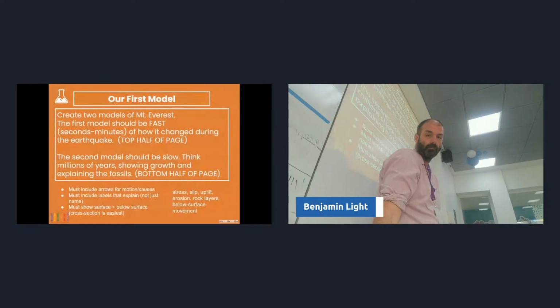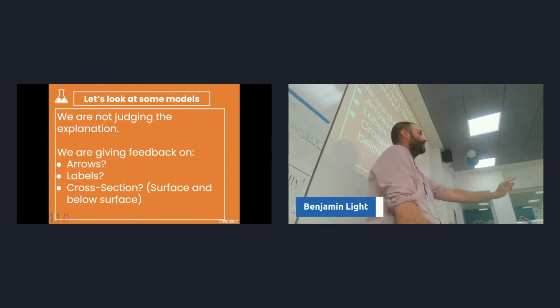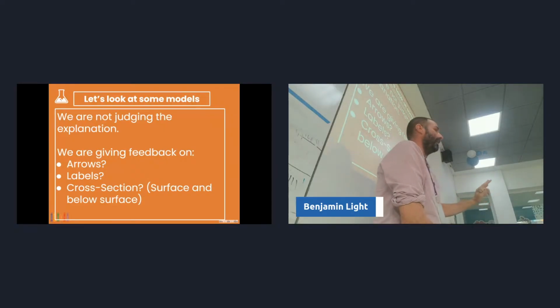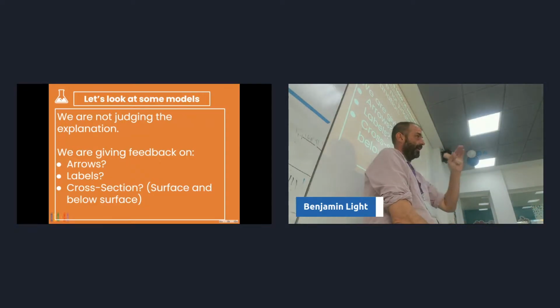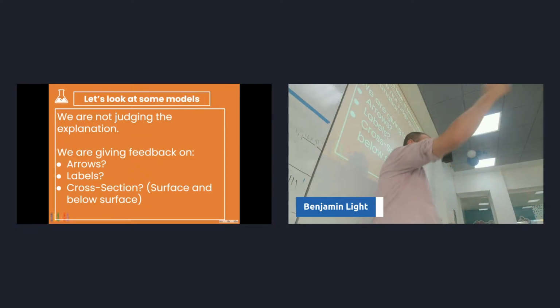And then the flow movement. All right. So again, we're not judging the quality of the model, about whether it explains what the phenomenon is. That's not what we're doing. When the model gets put under the camera, we're looking at, do the arrows show movement and cause?